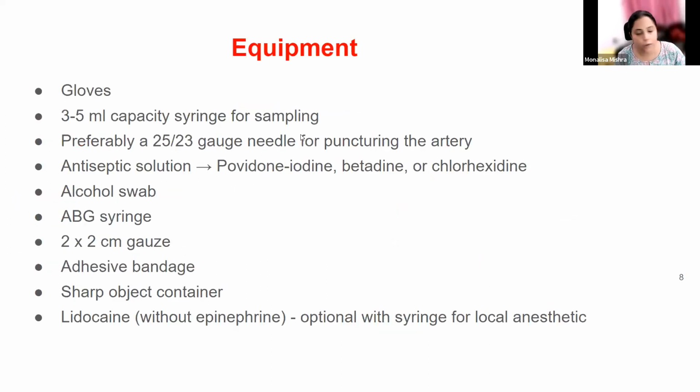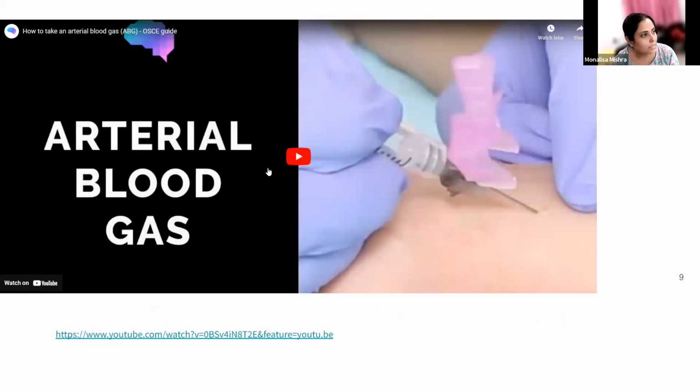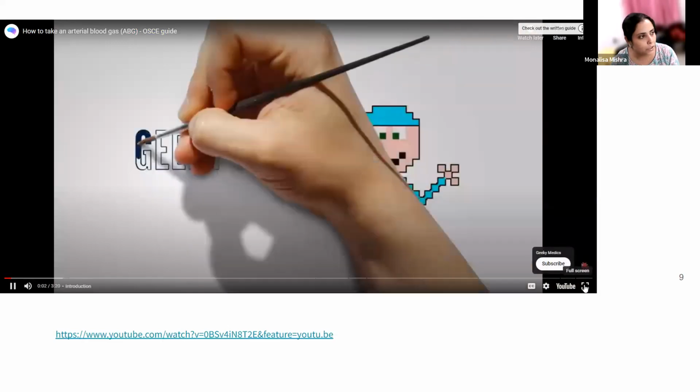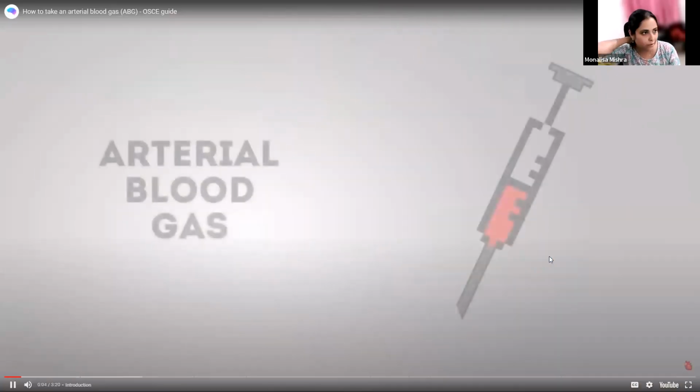Now equipment. We all know we have to wear gloves, right? Then we need a syringe for sampling, and a needle to puncture the artery. You require an antiseptic solution to clean the area. You require an alcohol swab, ABG syringe, gauze piece, adhesive bandage, a sharp object container, and lignocaine if you're going to give local anesthetic before taking ABG. So this is your equipment list. Now we'll see a small 2-minute video to understand the important things you have to remember.